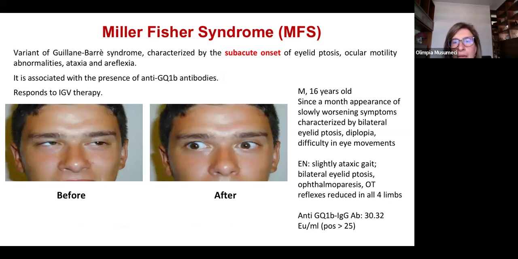This is the last form that I want to show, Miller-Fisher syndrome. It is a variant of Guillain-Barré syndrome that is characterized by a subacute onset of eyelid ptosis and ophthalmoparesis, also associated with ataxia and areflexia. It is an autoimmune condition associated with antibodies, with findings in the cerebrospinal fluid, and these patients are important to identify because they respond well to IgG therapy.